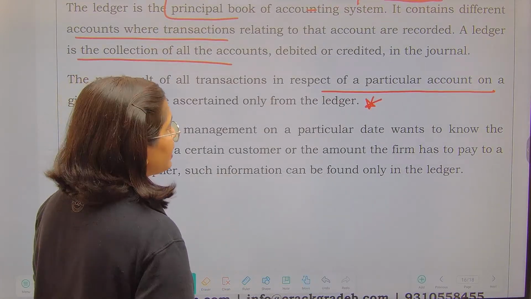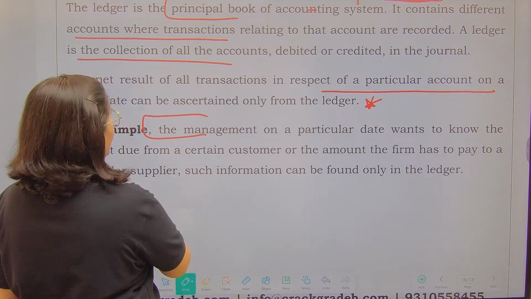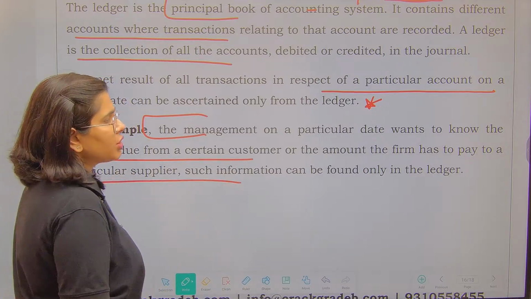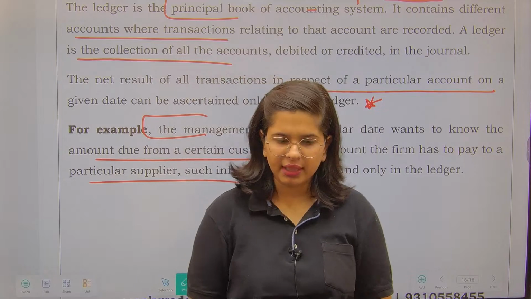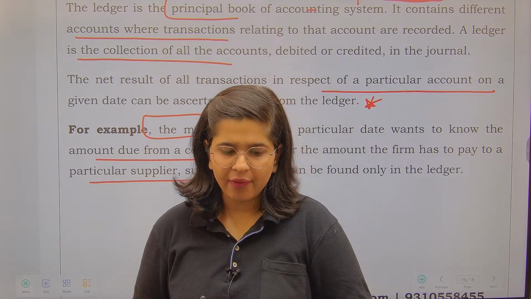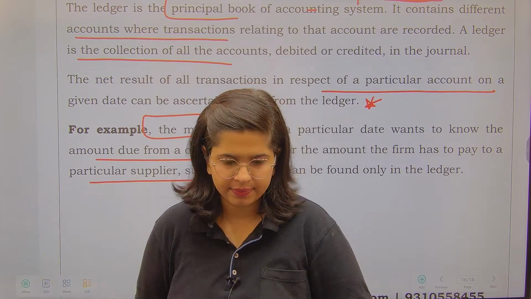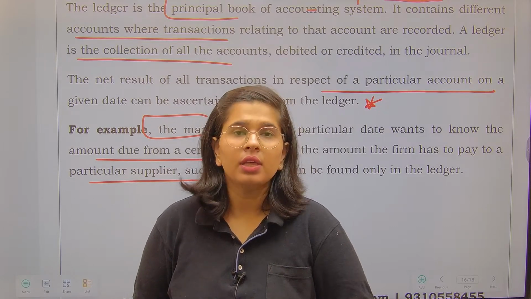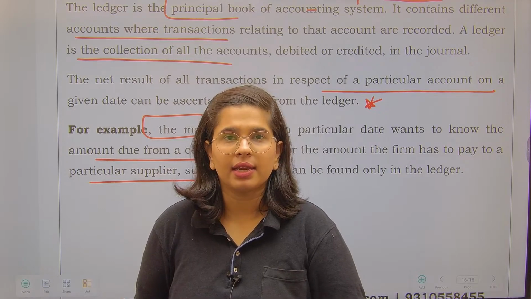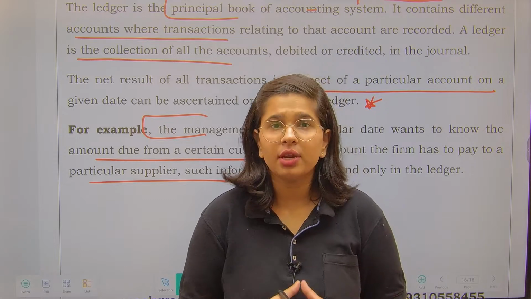So for example, if management wants to know on a particular date what amount we have to pay to a certain customer, such information can only be found in the ledger. Suppose on a particular day, I as a manager want to know what amount I have to pay to my supplier. This is vital information, because पैसे भी तो arrange करने पड़ेंगे ना उनको pay करने के लिए. So such kind of information we get to know from our ledger balances.